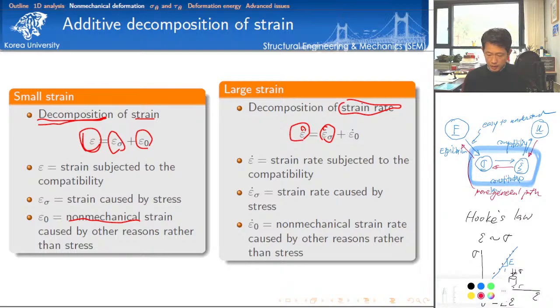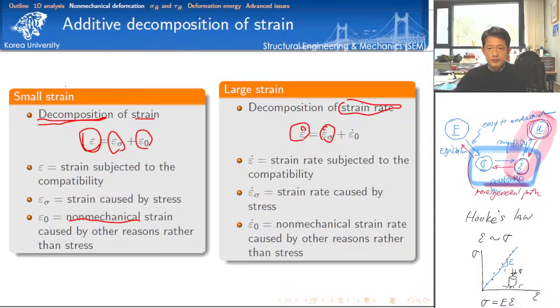If you look at here, after checking the constitutive law or material law, then we have to deal with the compatibility. Make sure the compatibility is the relation between the displacement and then strain. The strain must be compatible with the displacement field. Now that's the role of displacement compatibility.